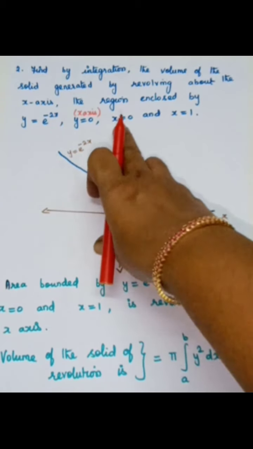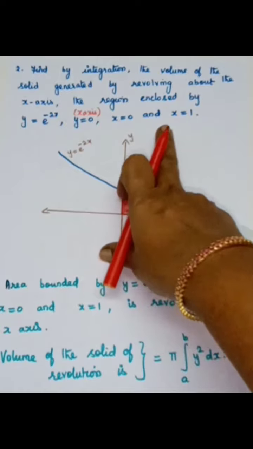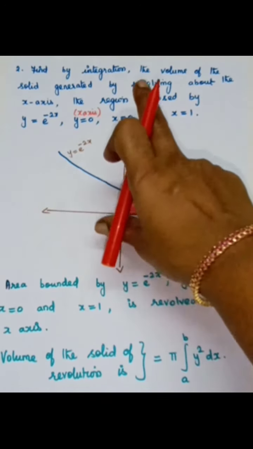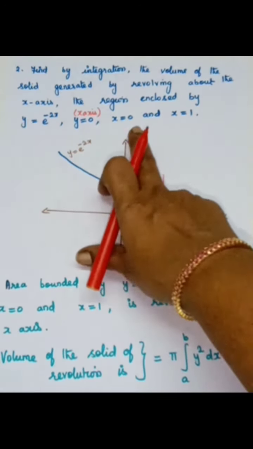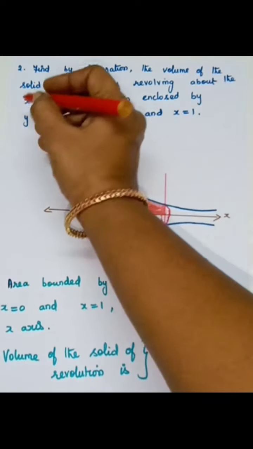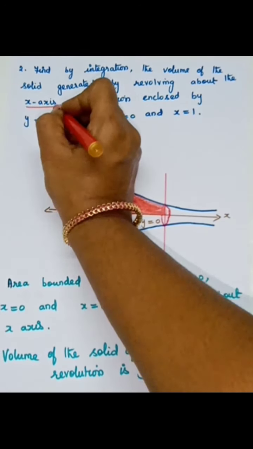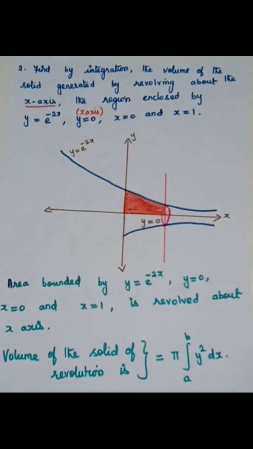Okay, otherwise you can take the line x is equal to 0 and x is equal to 1. This bounded region is revolved about which one? X-axis. Okay, so first we have to find the bounded region. For that we need a curve.